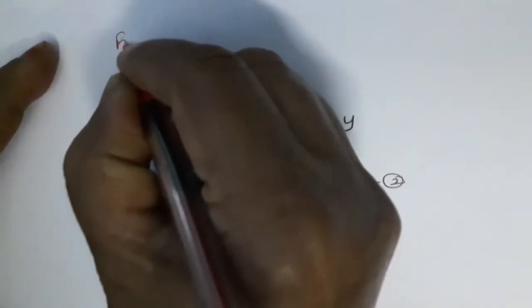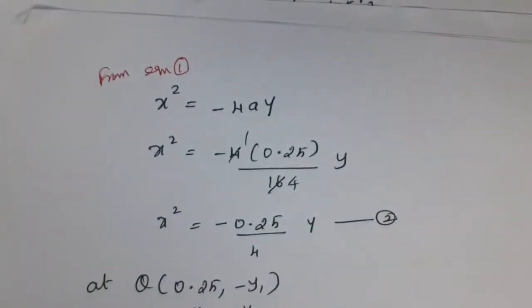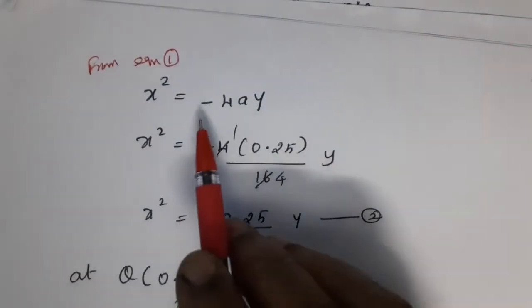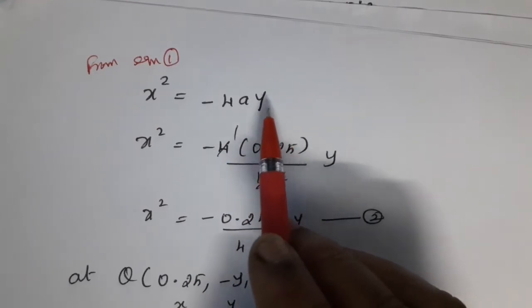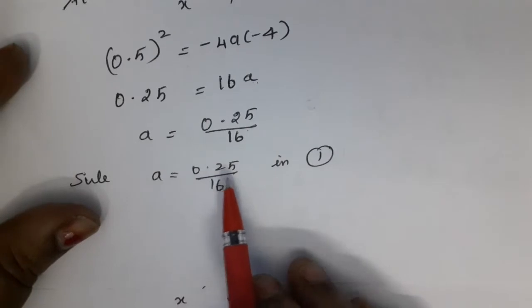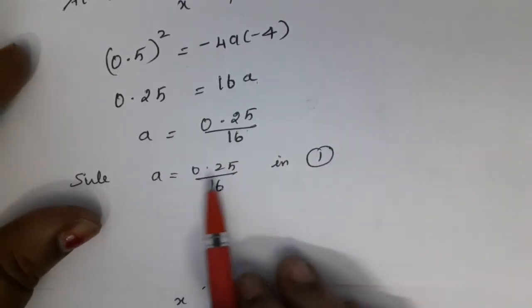What is equation 1? From equation 1, x square equals minus 4ay. What is our a? Just now we found it out. a equals 0.25 by 16. Now find the a value, which equals 0.25 by 16.